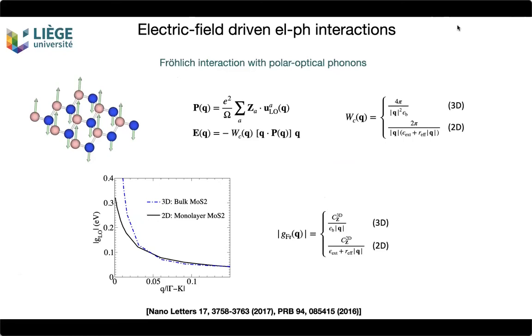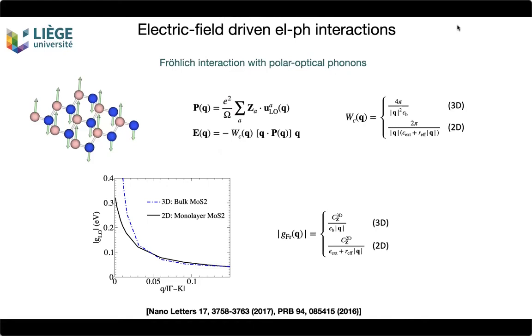So this is just a little reminder of what the Fröhlich interaction is, with a focus on the difference between 3D and 2D, in case some of you are mostly familiar with the 3D version. So in most semiconductors, you'll have different atoms carrying different effective charge. And when you move those atoms with respect to each other, you create dipoles. Now, if you consider a displacement pattern such as the one of polar-optical phonons, you create some periodic polarization density from those dipoles. And this will in turn generate an electric field.